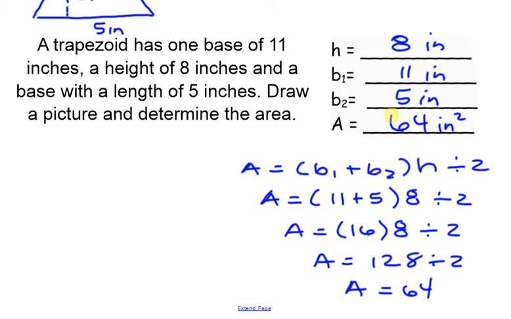Okay, if you are not done, please pause the video. All right, so your height is 8 inches. Your base 1 is 11 inches, base 2 is 5 inches. If you had these switched, that's okay. Once you calculated everything, you should have gotten an area of 64 inches to the second power, 64 inches squared.